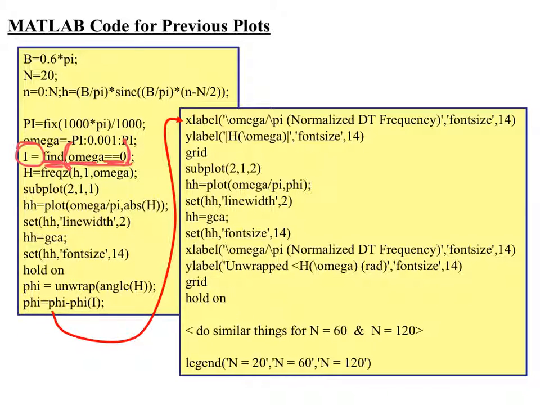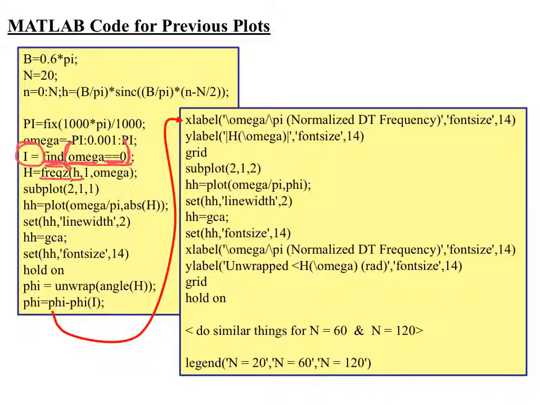So I've got in my variable I the exact pointer to where omega is equal to 0. And we'll use that in just a little bit. Okay, so then I just do a freqz. So I do my freqz.